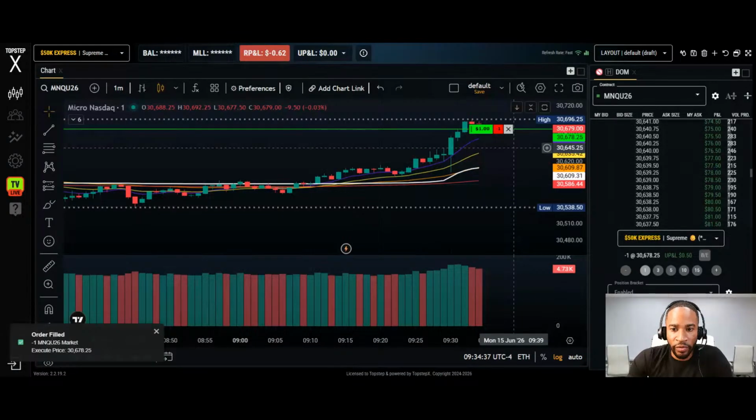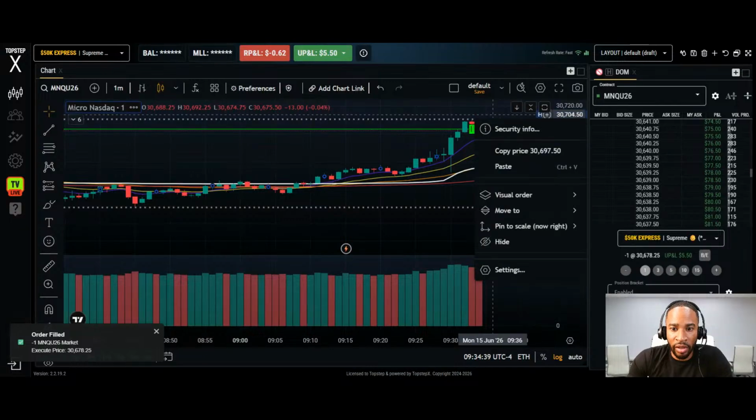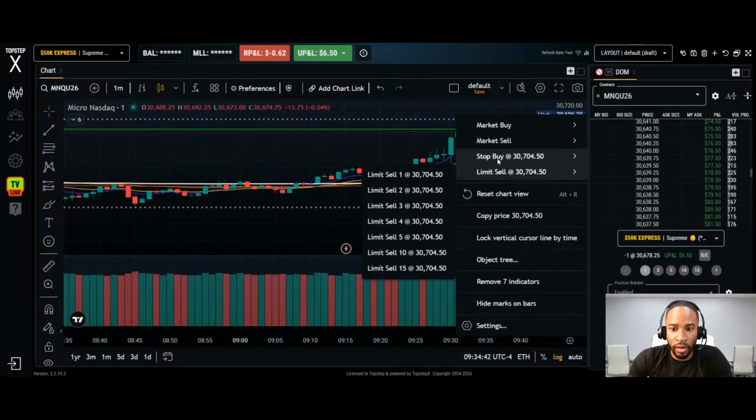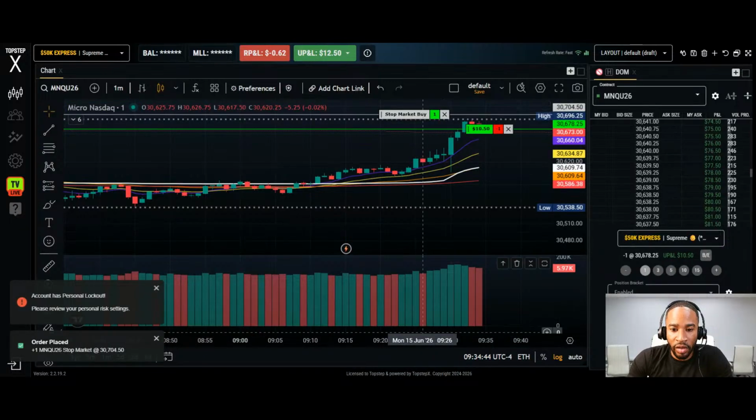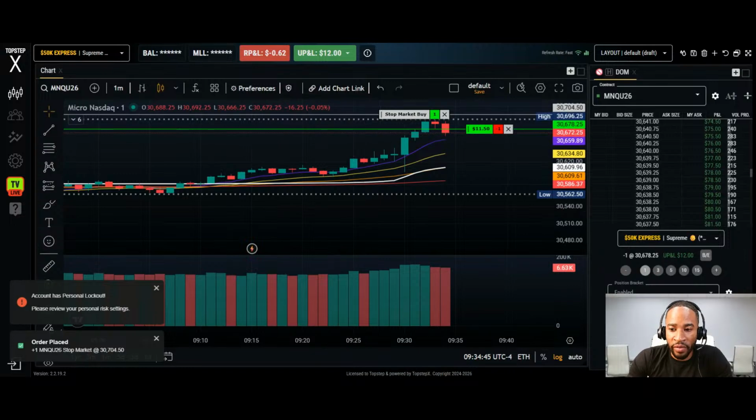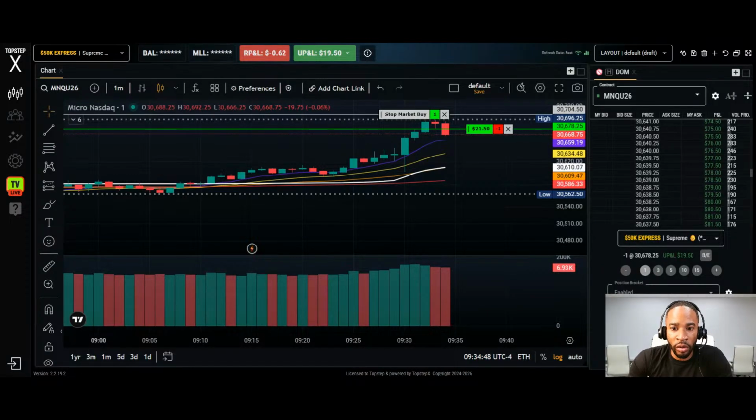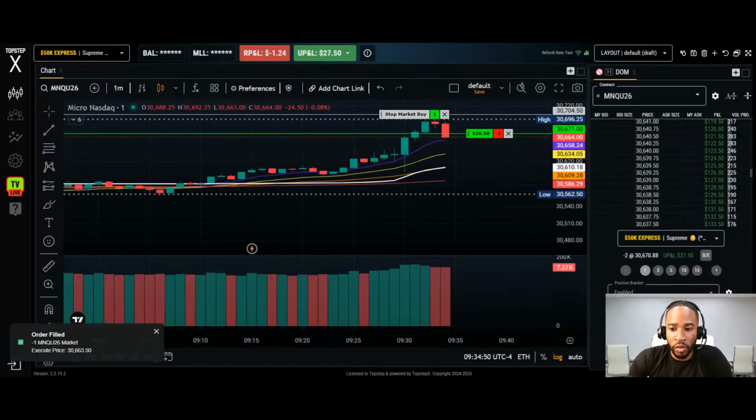All right, I'm going to get in. Order filled, right here. Let me place my stop loss right up here. I'll start off with one contract. I don't want to go too heavy. So I'm currently short on the market. Let me add one more. Order filled. Holding two contracts at the moment.